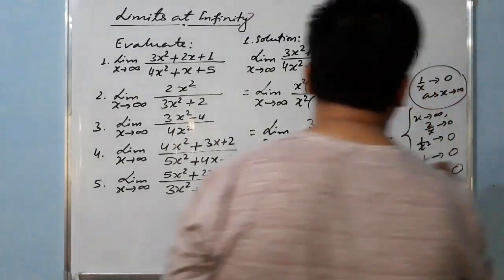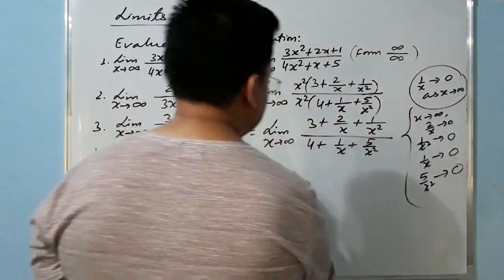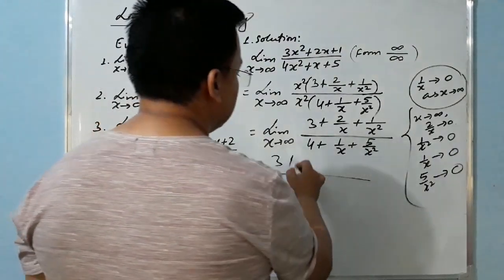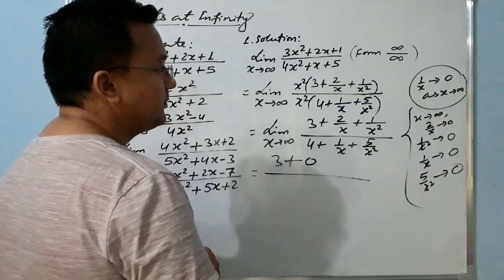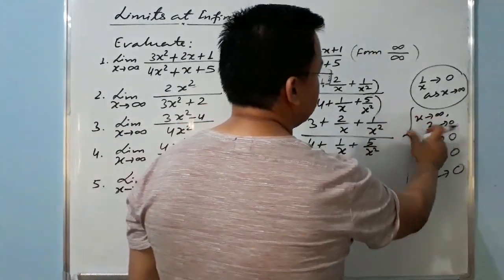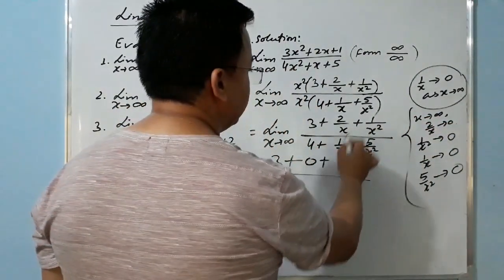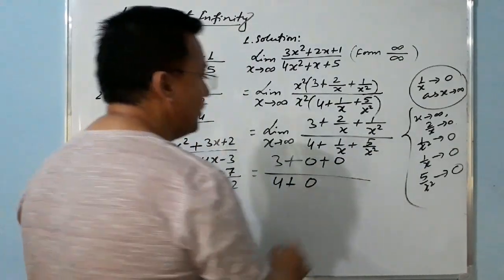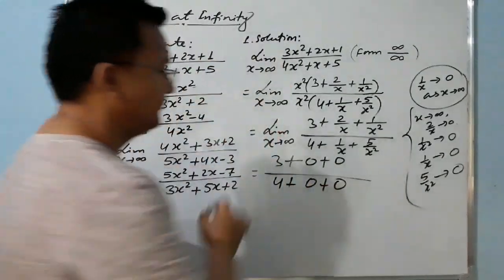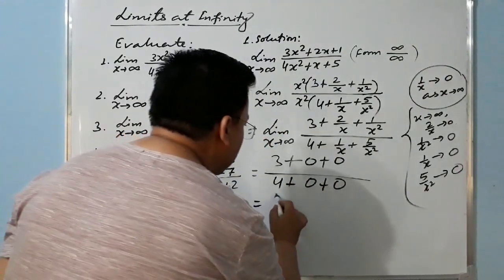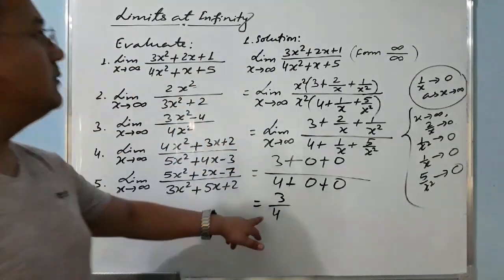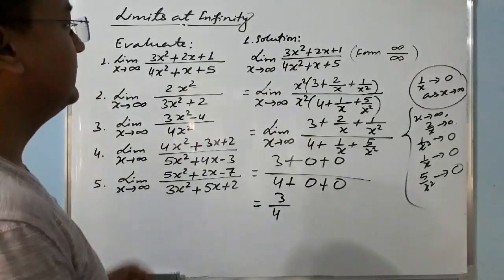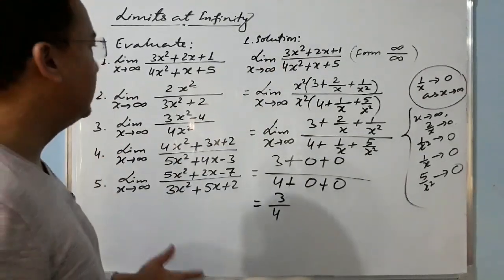Using this concept, we can write down the limit. Now this is not in indeterminate form, so you can find the limit. As x tends to infinity, 2 upon x tends to 0, so it becomes 0. This also becomes 0, and in the denominator, 4 plus 0 plus 0. So your answer is 3 upon 4. 3 upon 4 is the limit of this function as x tends to infinity. Clear everybody? I think you are clear.